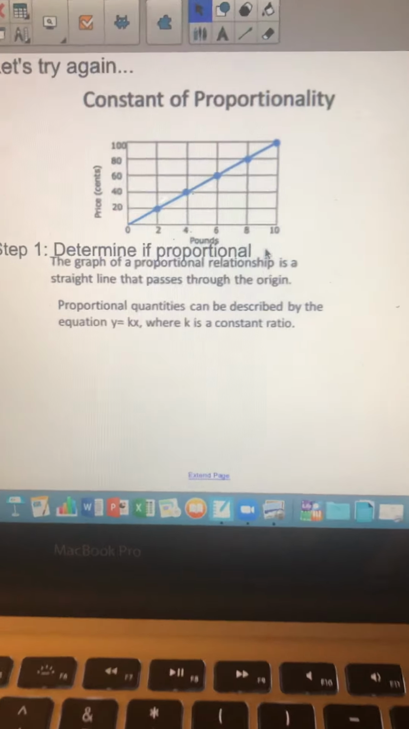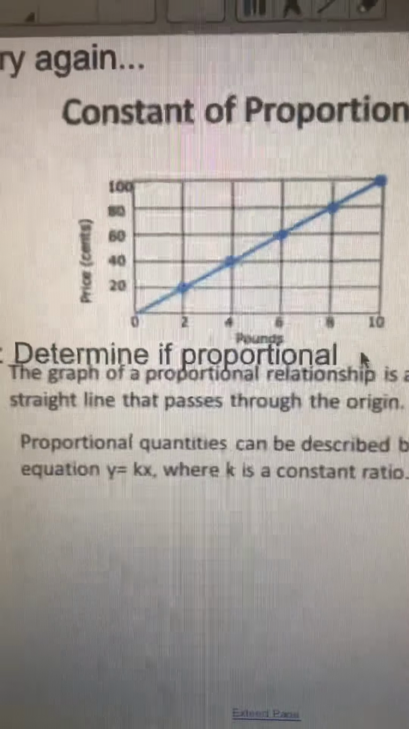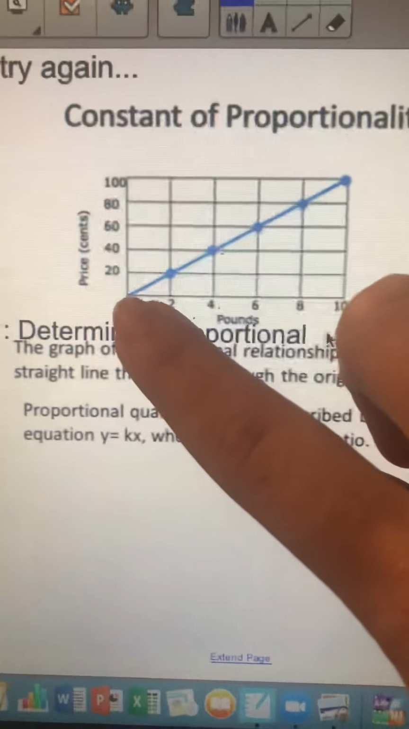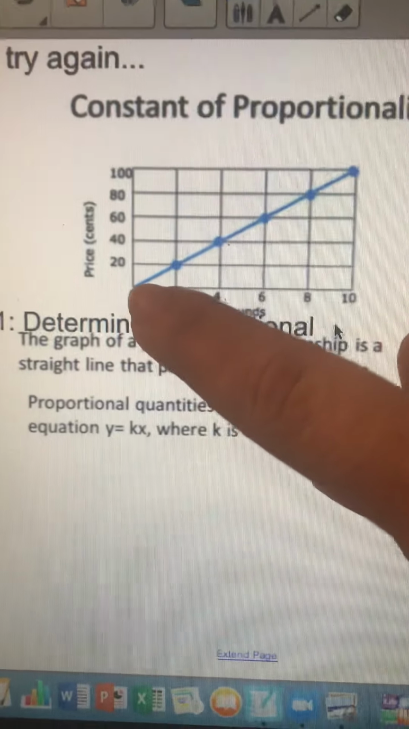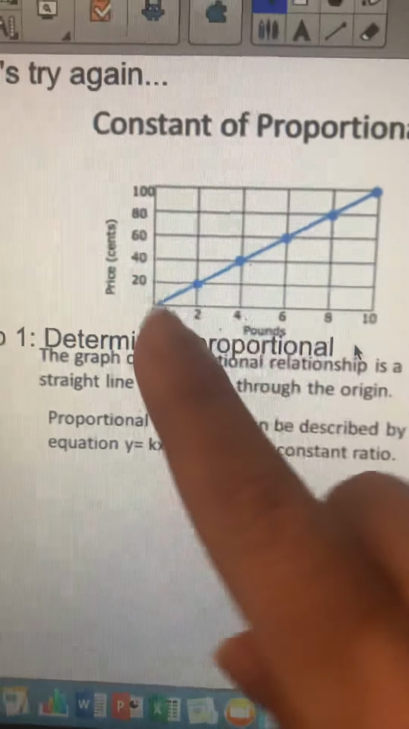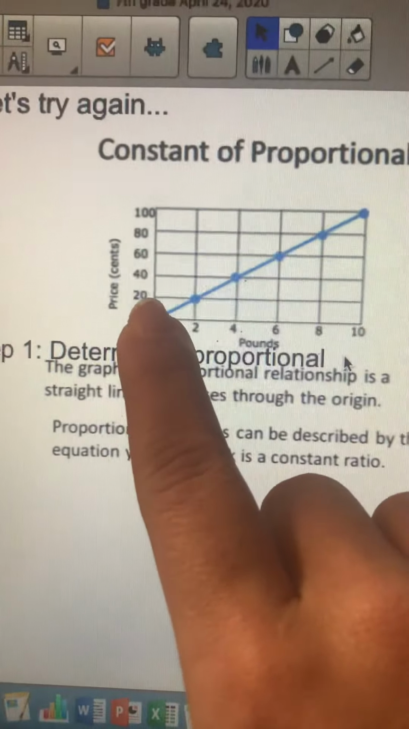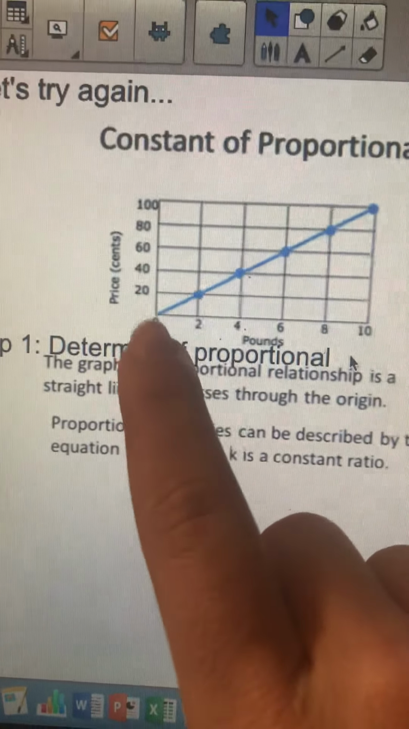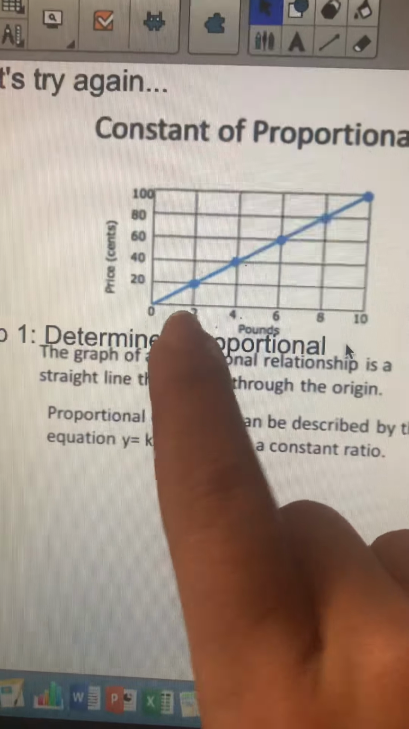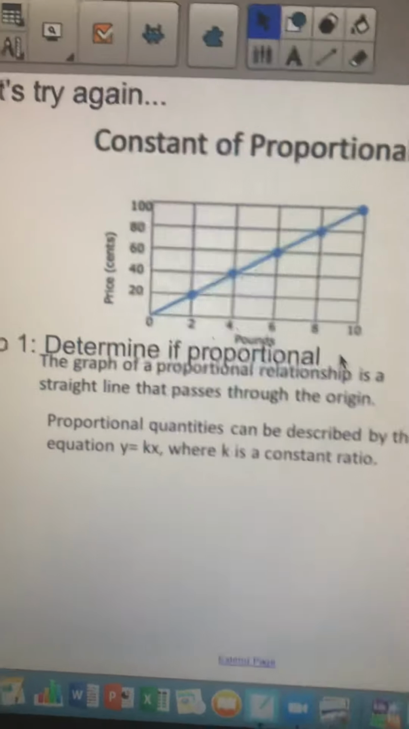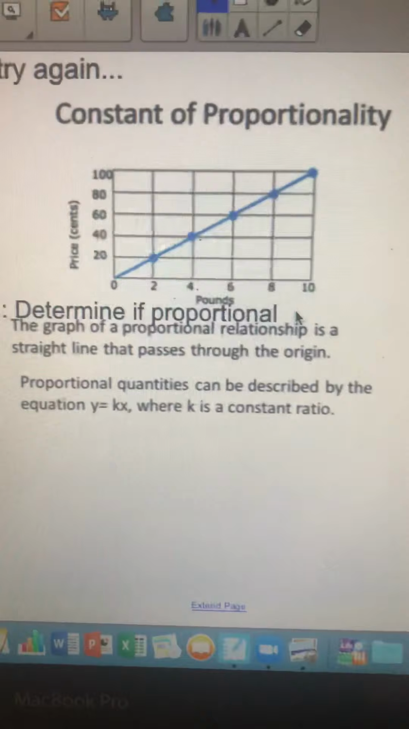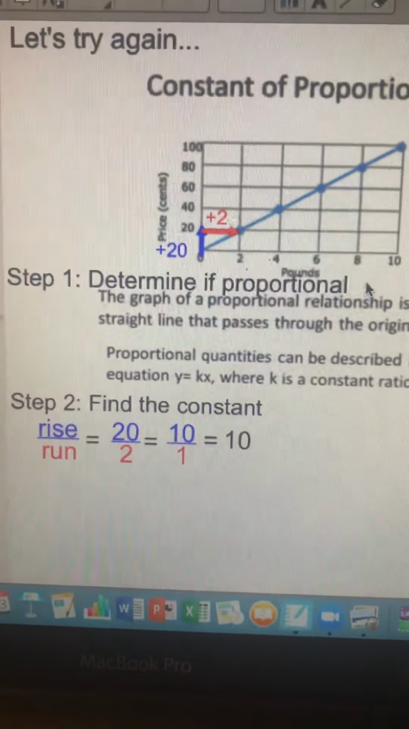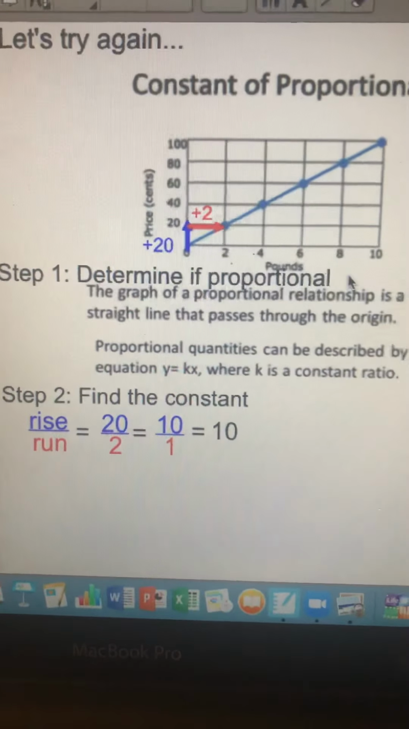Okay, now we have to figure out what the constant is. So there's a few bolded points on this graph that help us figure that out. I'm going to go from 0 and go to this point, the first one. So from 0 to get to this point, I rise up 20. Okay, so my rise is 20. That means my numerator is going to be 20. My run to get over to the point is from 0 to 2. So my run is plus 2. So if I put that together, then my constant is going to be 20 over 2, which is equal to 10 over 1, simplified to 10.